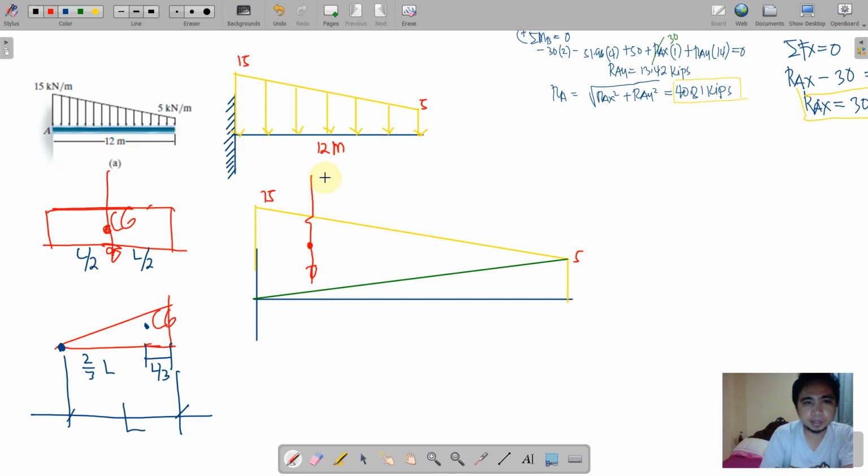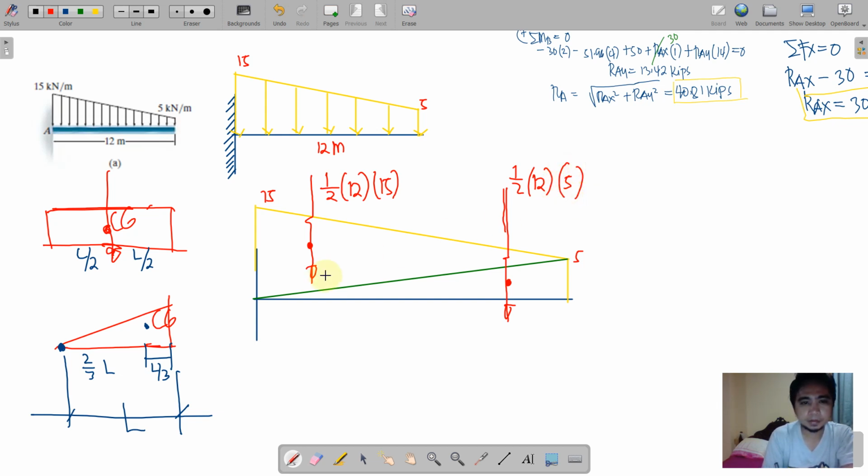This is 1/2 base times height. 1/2, the base is 12. The height is 15. Okay? And for the other one, just measure 1/3 from the height. This one, 1/3 from the height. So that this will be the result of this other triangle. So this is 1/2 base. What is the base? The same base, 12. And the height is 5.